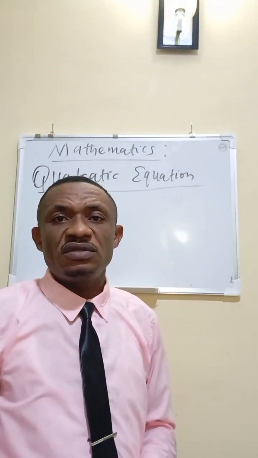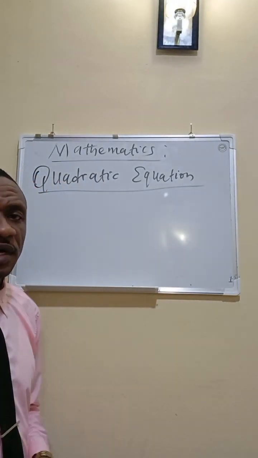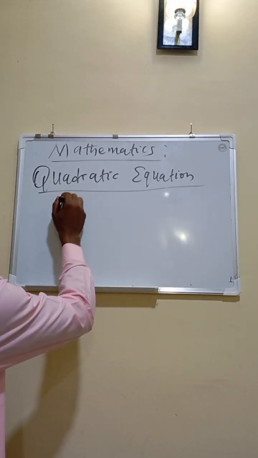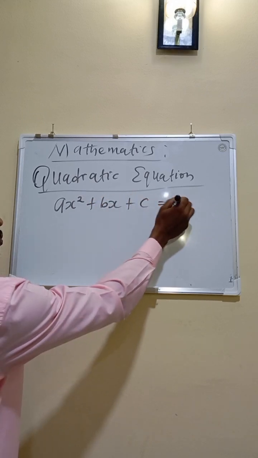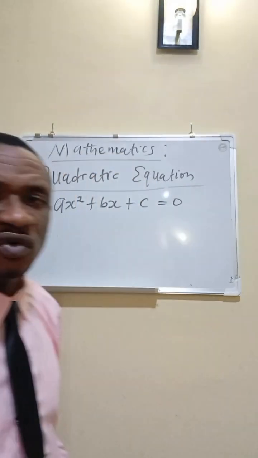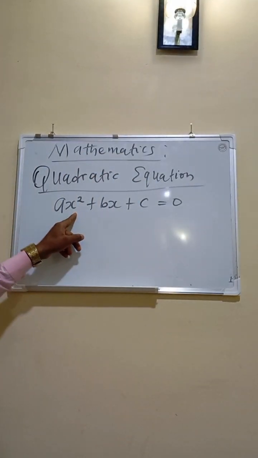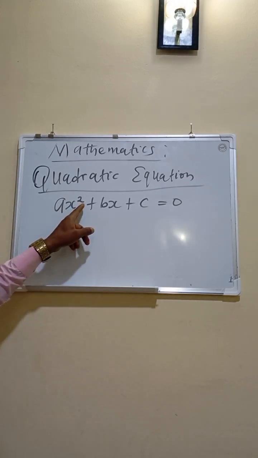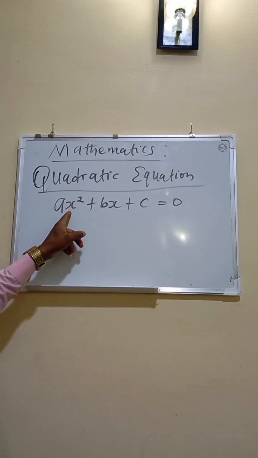As a student, you should know what is quadratic equation. A quadratic equation is the equation of the form ax squared plus bx plus c equals 0. That is, a quadratic equation is the equation with one unknown and whose highest power of the unknown is 2. We call this 2 the degree, or we call it the power.